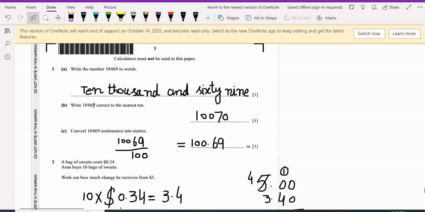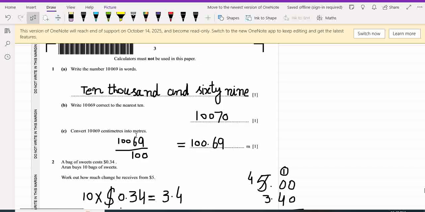Write 10069 correct to nearest 10. So nearest 10 means you have to round off the unit digit. Unit digit is 9, which is greater than 5. So when you drop 9, the next digit will be raised by 1. So 6 will become 7. So this will become 10070. So the answer is 10070.